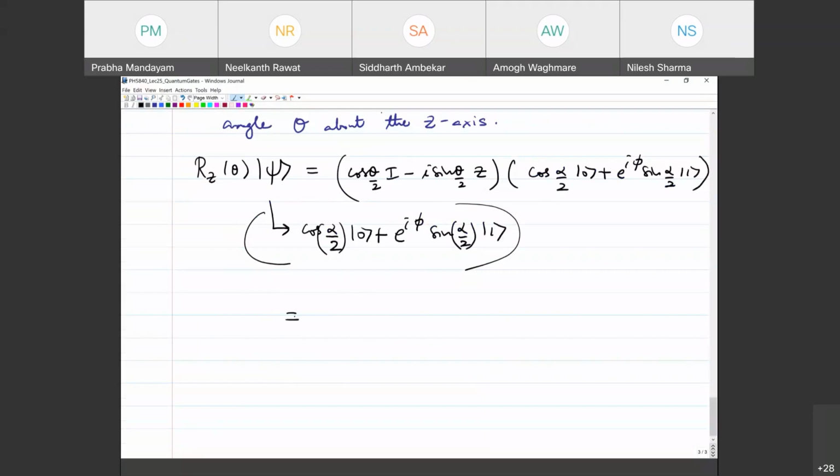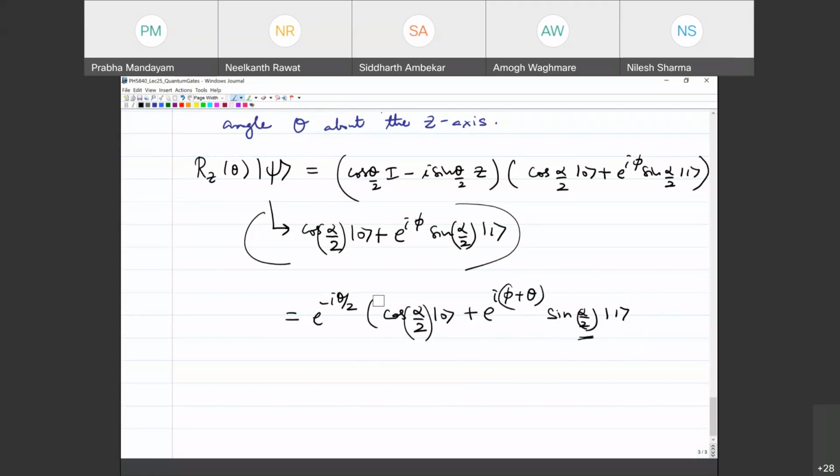So remember, it's just a diagonal matrix with e to the minus i theta by 2 and e to the plus i theta by 2. So if I pull out this overall e to the minus i theta by 2, then you'll see that this is nothing but cos alpha by 2 ket 0 plus e to the i (phi plus theta) sine alpha by 2 ket 1, right?